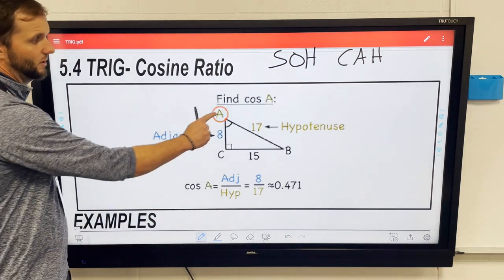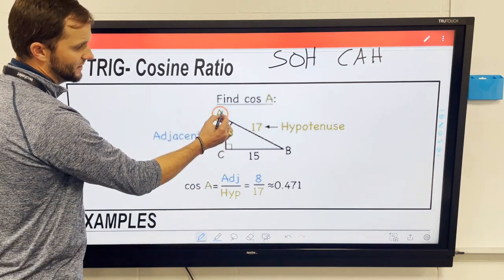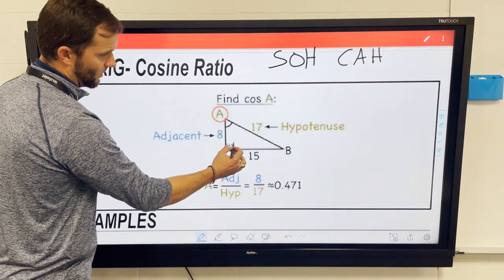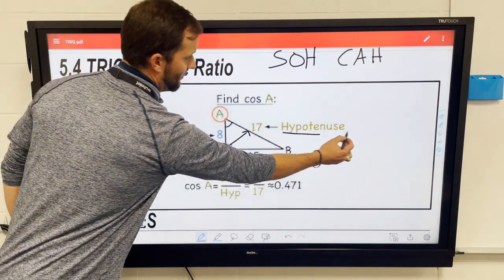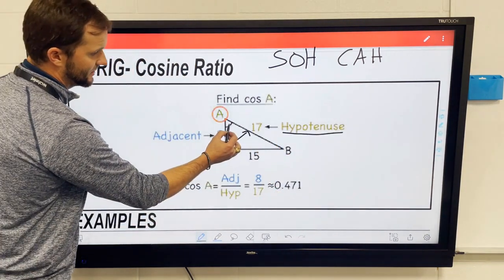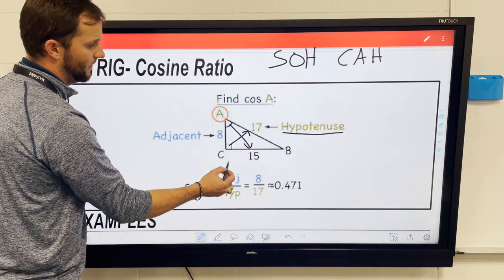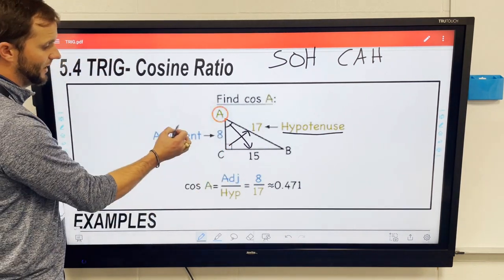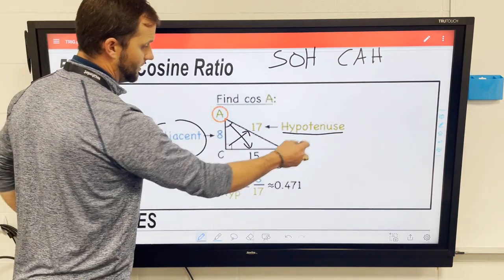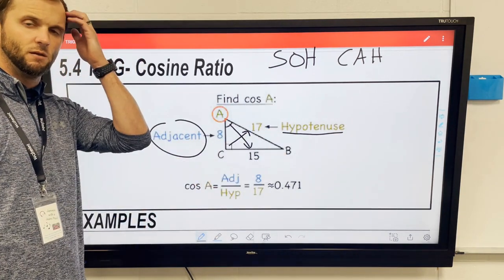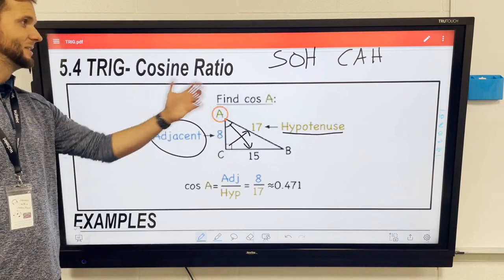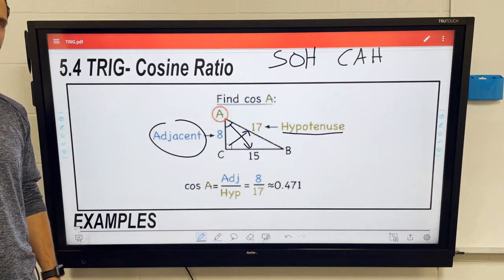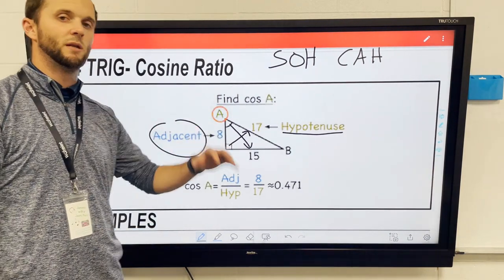So like if I wanted to do the cosine of A, this is the angle I'm looking from. Opposite the 90 is always the hypotenuse. Opposite of A is going to be 15, and adjacent to A is going to be 8. So I would end up doing adjacent over hypotenuse, which would make 8 over 17. Ladies and gentlemen, this is known as the cosine ratio. We're going to take this and put it into play in our example.